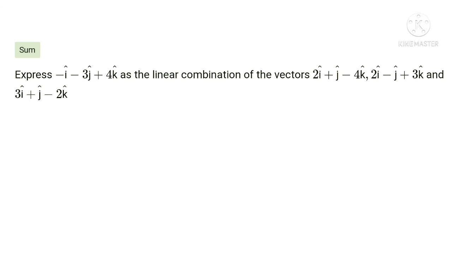Number 15: express minus i cap minus 3 j cap plus 4 k cap as the linear combination of the vectors 2 i cap plus j cap minus 4 k cap, 2 i cap minus j cap plus 3 k cap and 3 i cap plus j cap minus 2 k cap. We have to express this vector as a linear combination of these three vectors. So let's start.